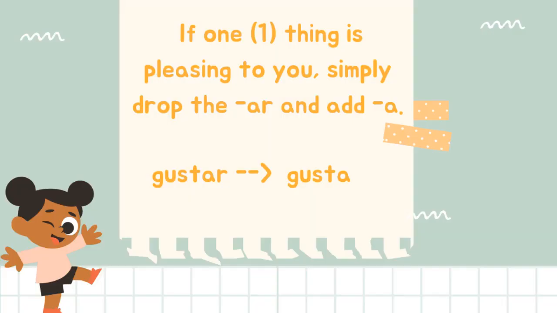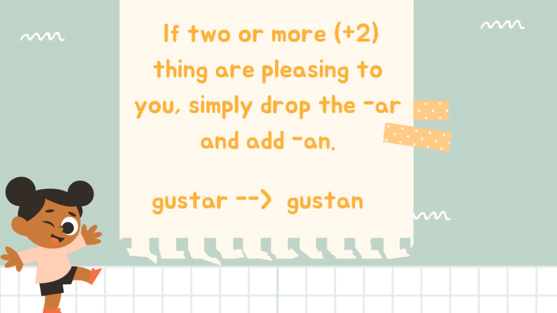Now for the most important part, and you want to keep this in mind, write it down, super handy. If one thing is pleasing to you, you simply drop the AR in the verb gustar and add an A. So it changes from gustar to gusta. If two or more things are pleasing to you, simply drop the AR and add AN. Instead of having gustar, we have gustan. We're going to look at some examples now.